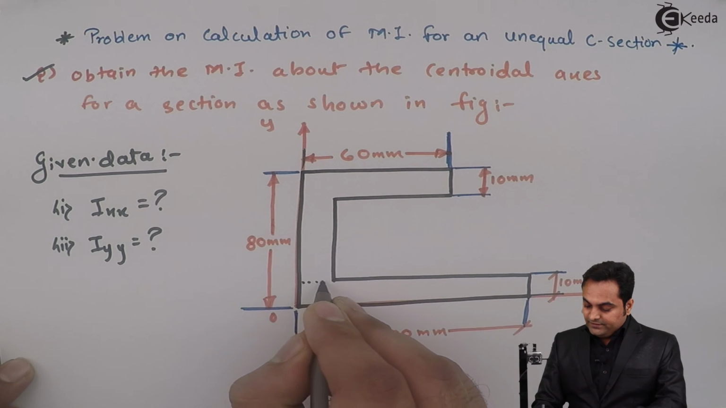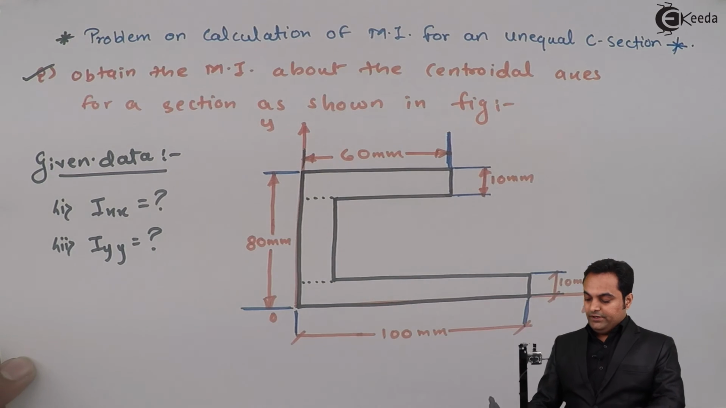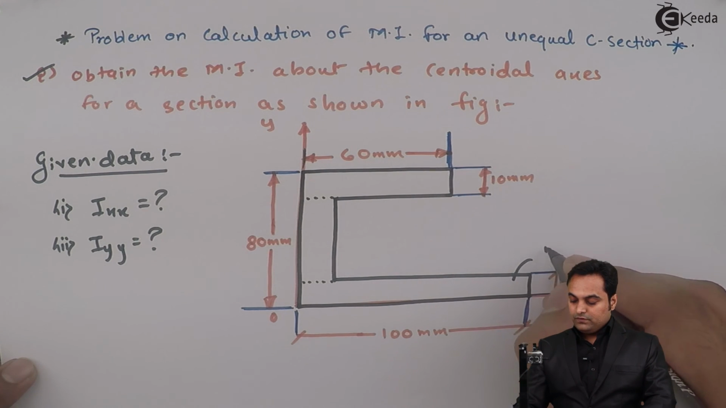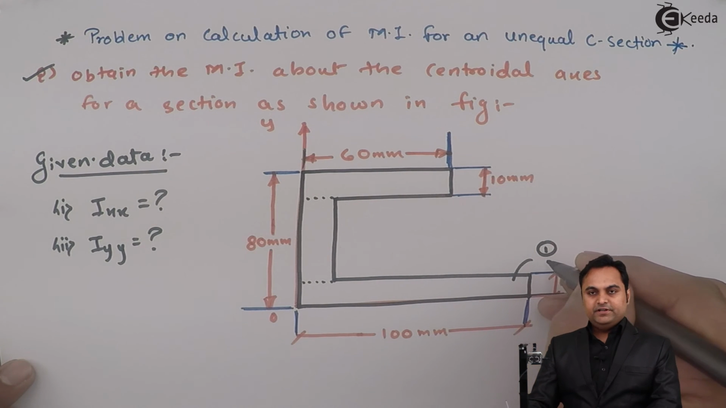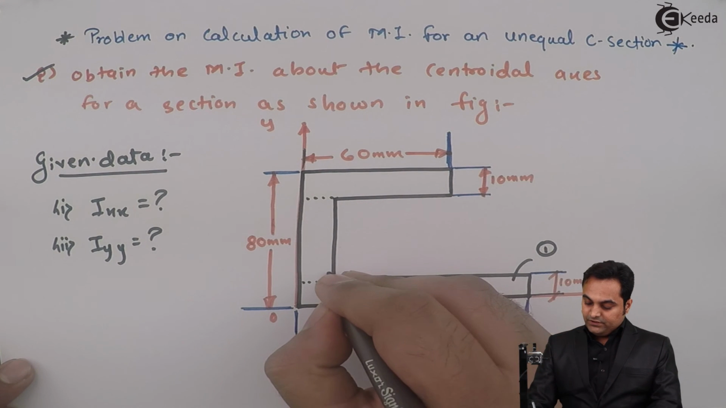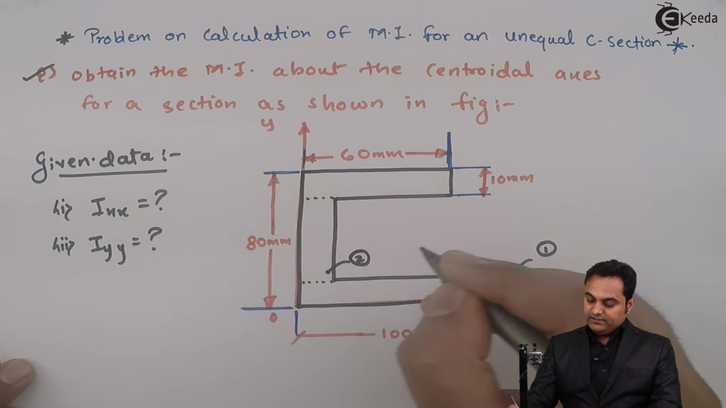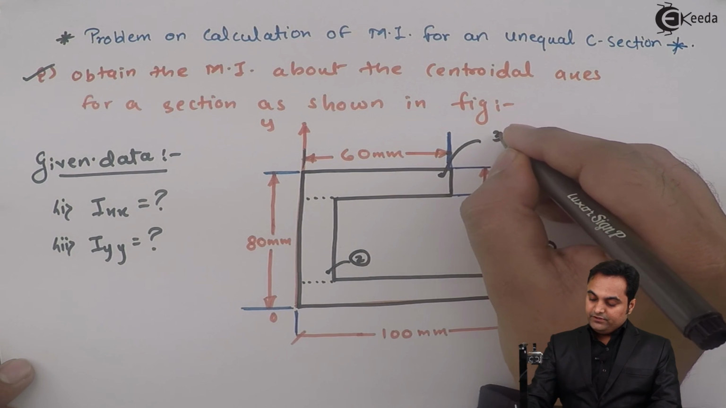So I'll divide it into three different areas. This will be rectangle 1. Here we have the second rectangle, and this one would be the third rectangle.